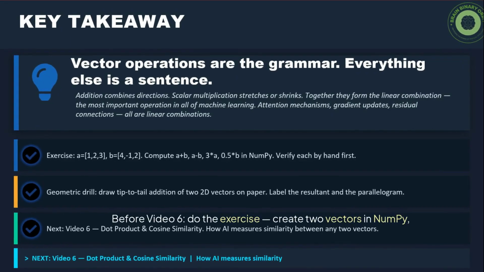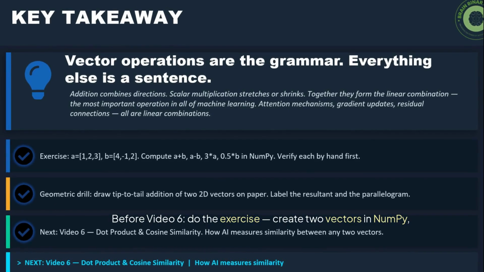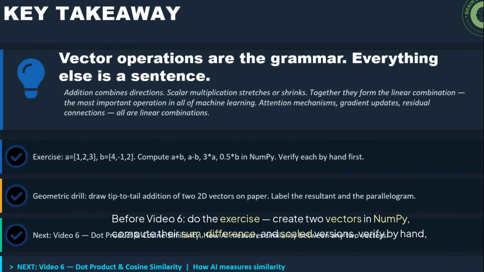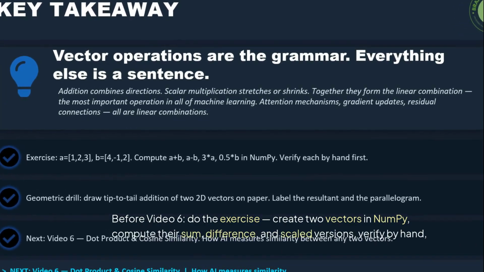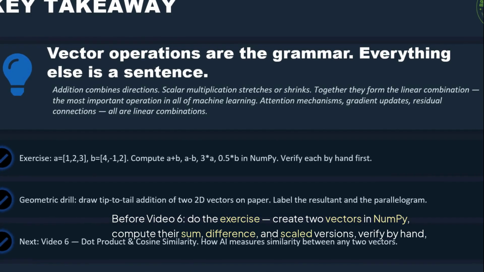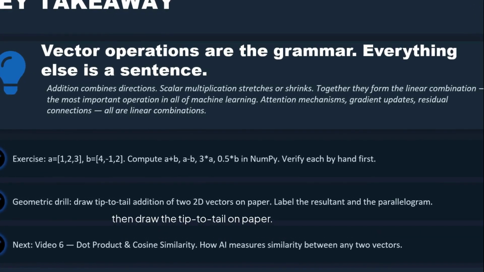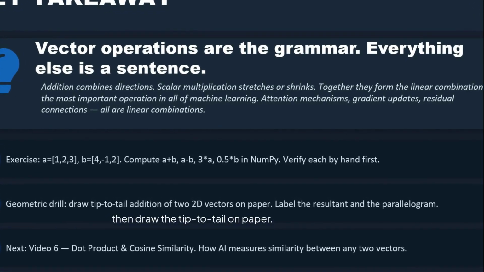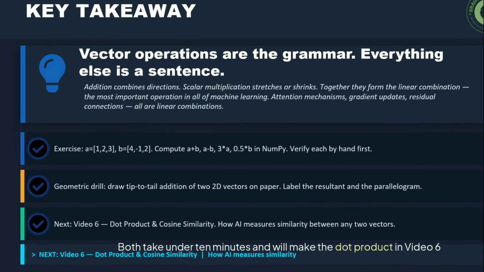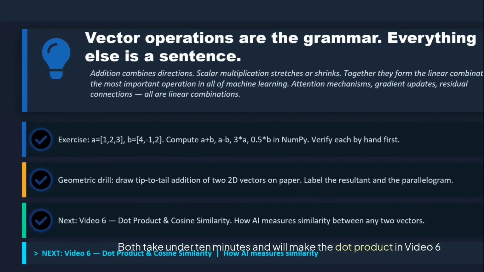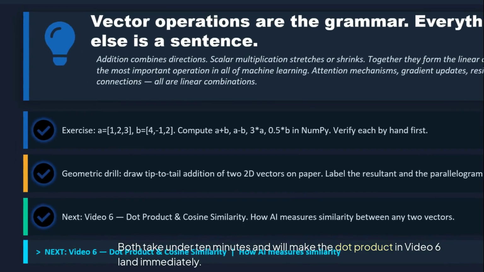Before video 6, do the exercise. Create two vectors in NumPy, compute their sum, difference, and scaled versions, verify by hand, then draw the tip-to-tail on paper. Both take under 10 minutes and will make the dot product in video 6 land immediately.